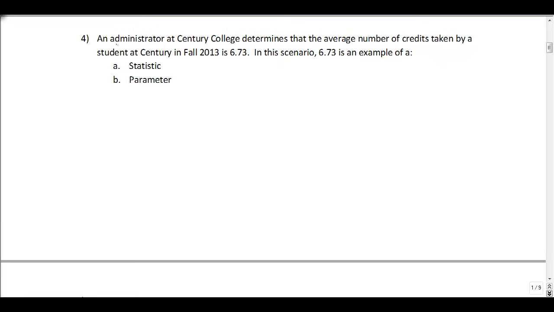Now, because we have an administrator, presumably they could go and look at all the data and actually find all of the students at the college. And I'd assume that's what they're going to do here. So I'm going to assume that we're talking about all the students at the college, which is the population. So the 6.73 then would be a parameter because it came from a population.